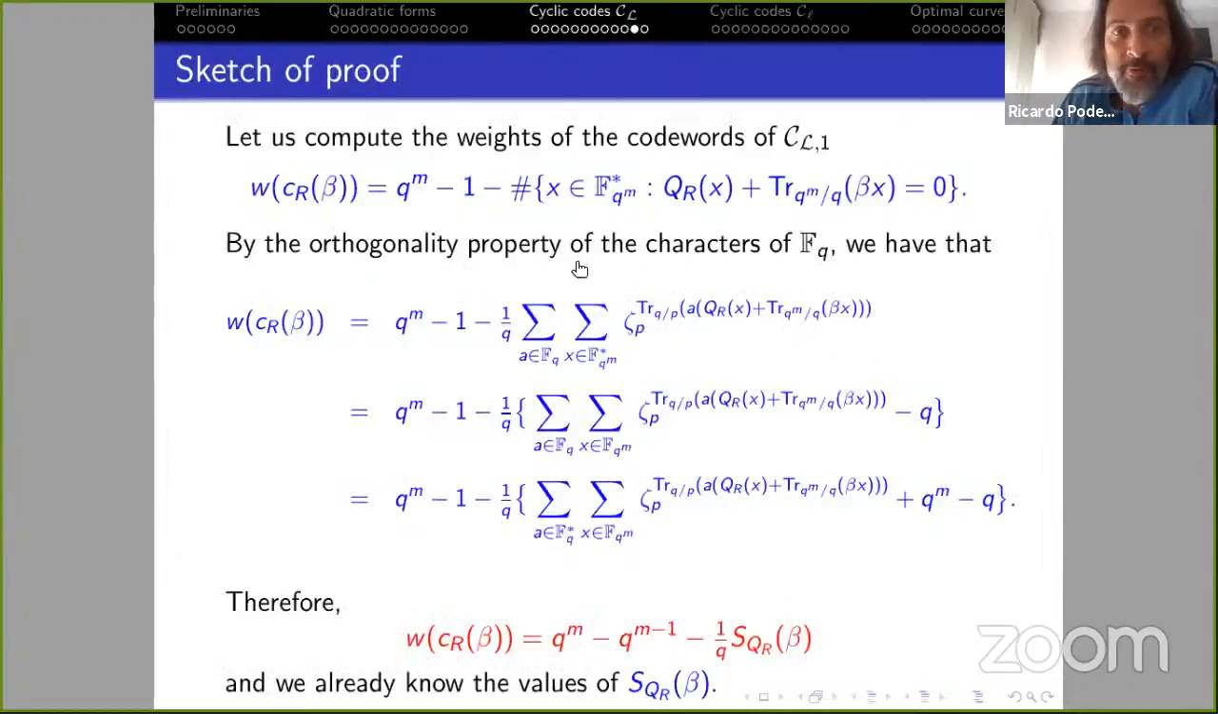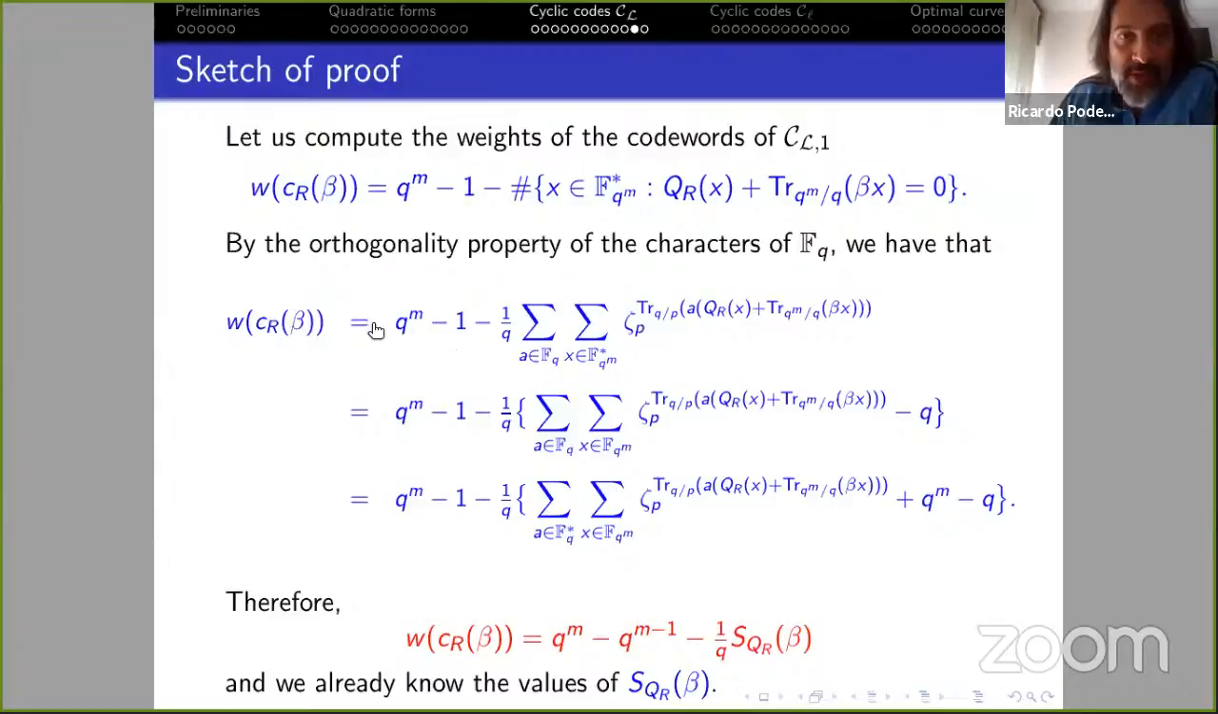Well, the proof is the same as before. You consider the weight of the words. Now we have this extra term, because this is the definition of the code C_L1. So the weight of the codeword is the number of non-zero words minus how many X. These are the zero coordinates. I'm counting the zero coordinates here.